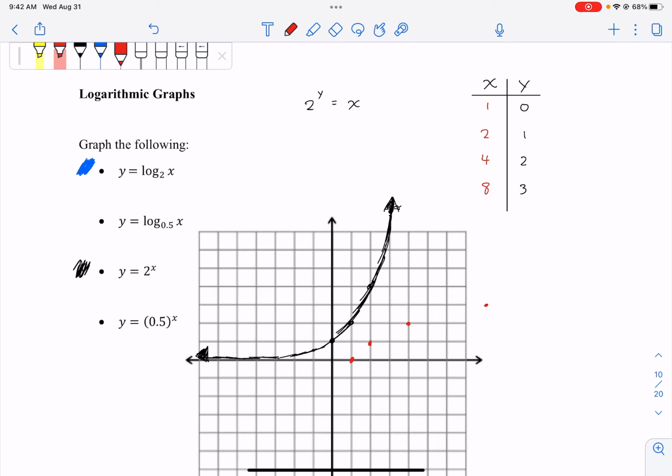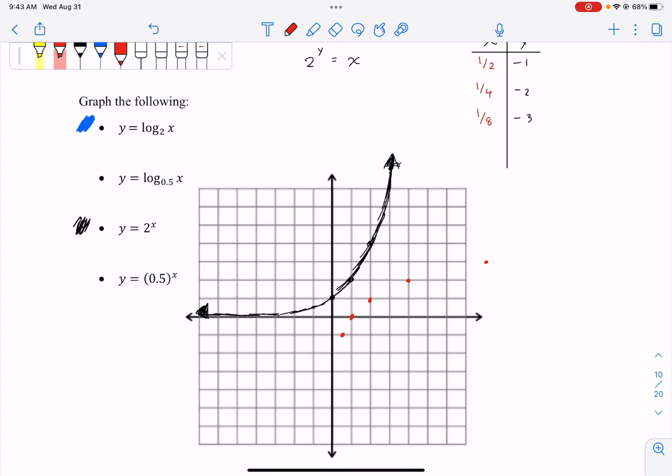Then if we want to plug in a couple of other numbers, let's do -1, -2, and -3. We have, let's see, half, 1 over 4, and 1 over 8. So half, comma -1, 1 over 4, comma -2, and there we are. And if we start to connect them, here's what we get.